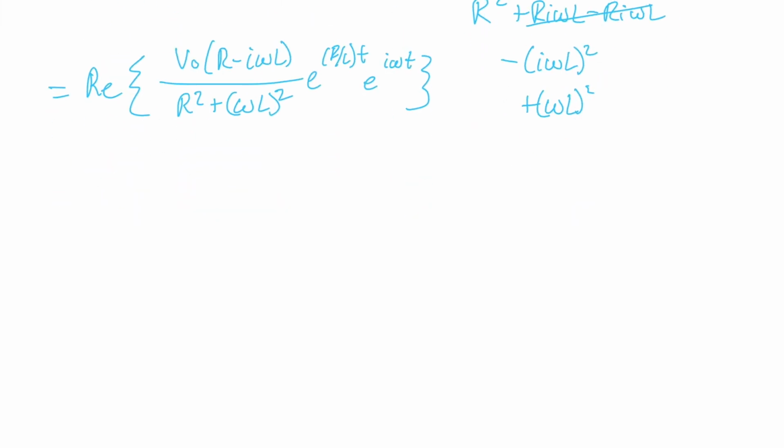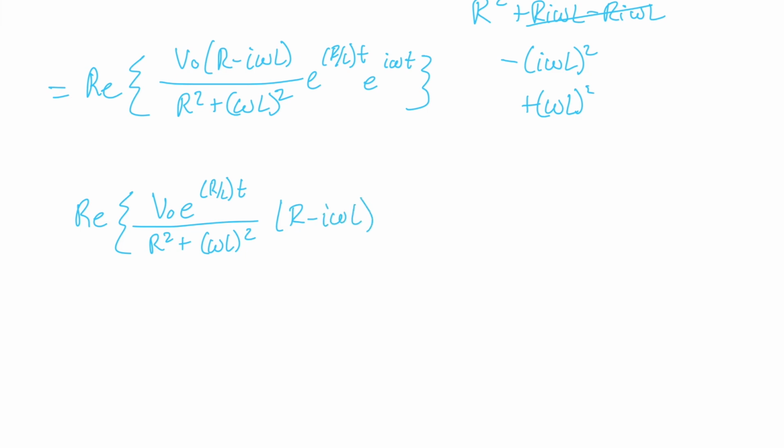And now we're going to expand this, but first we're going to do the real part of V naught times e to the R L T over R squared plus omega L squared. And that is a R minus I omega L times cosine omega T plus I sine omega T. And now we have an R cosine omega T. Since we only want the real part, I'm only going to worry about the R for the cosine and then this part for the sine.